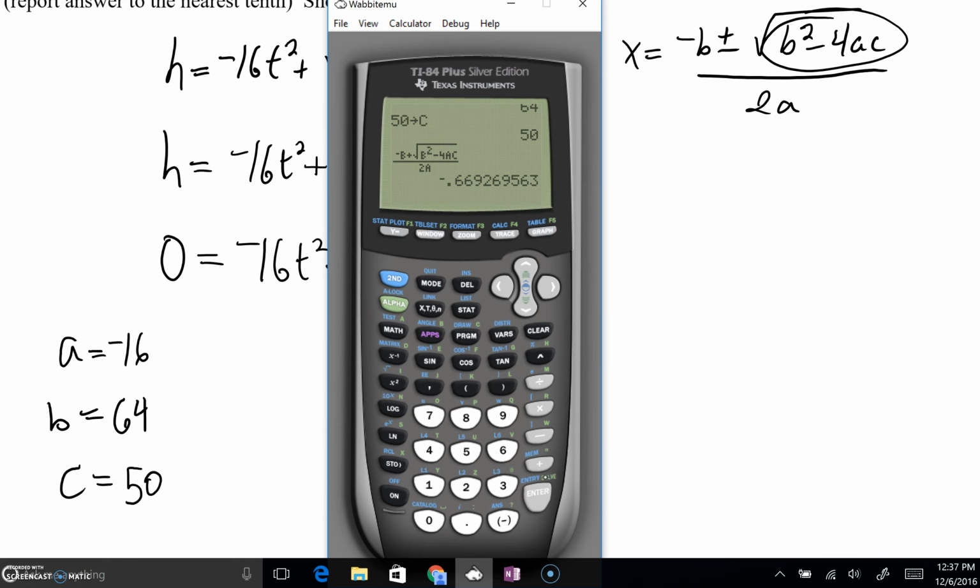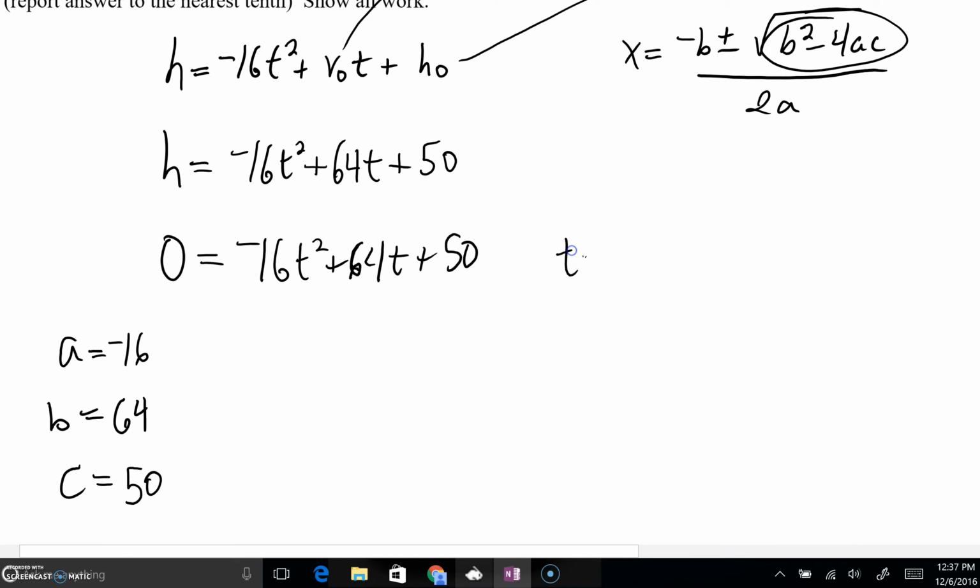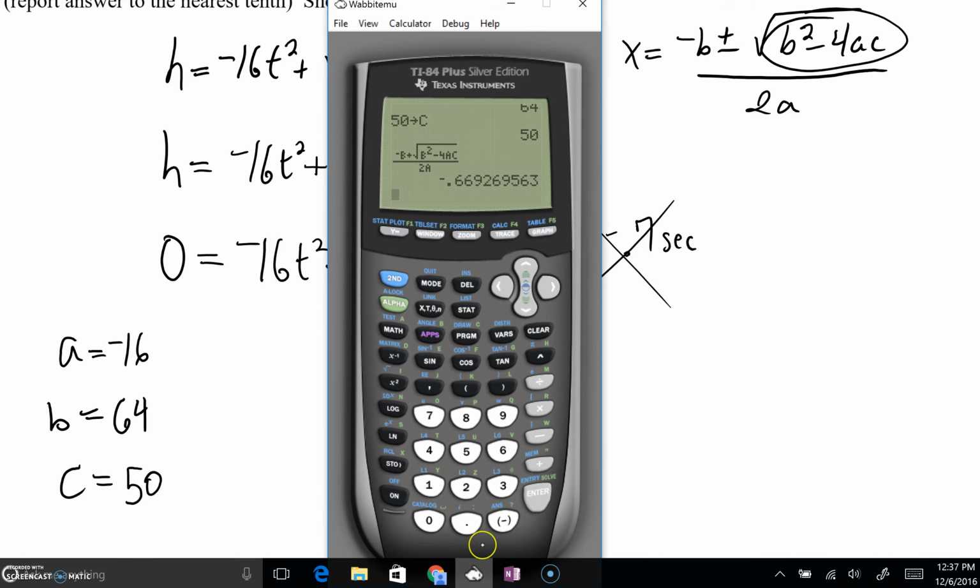Negative 0.7 seconds, really. Now imagine how strange that would be to say, yes, the rock is going to hit the ground negative 0.7 seconds after this person threw it. This model wouldn't make sense for negative time. We're going to assume that t equals 0 is when this model begins to describe the height of that rock. What's going on? Well, you get two answers from the quadratic formula. One of them you're going to see in this regard won't be making much sense.